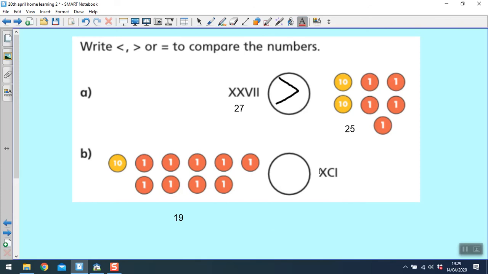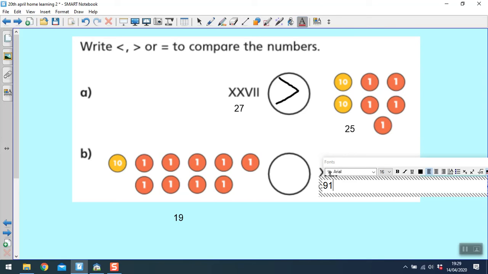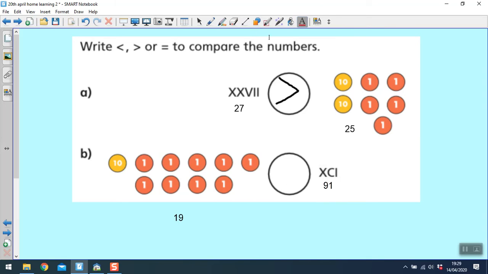And here I've got XCI. XC is 10 before 100, so that's 90. And then add the 1, 91. So 91 is bigger than 19, so it goes that way round. The crocodile eats 91.